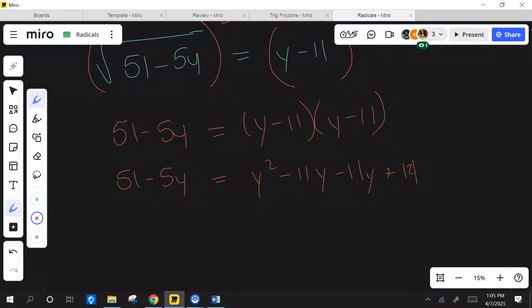That's a 121. So how do you get that? Wait, what? Oh, to get the. I'm moving all these over. I'm going to do minus 51 plus 5y minus 51. What's 20, negative 22 and 5?